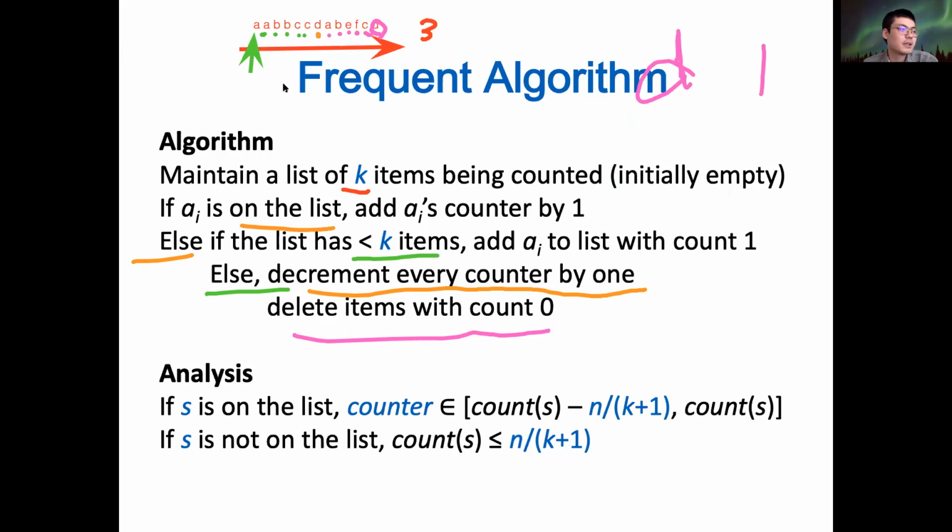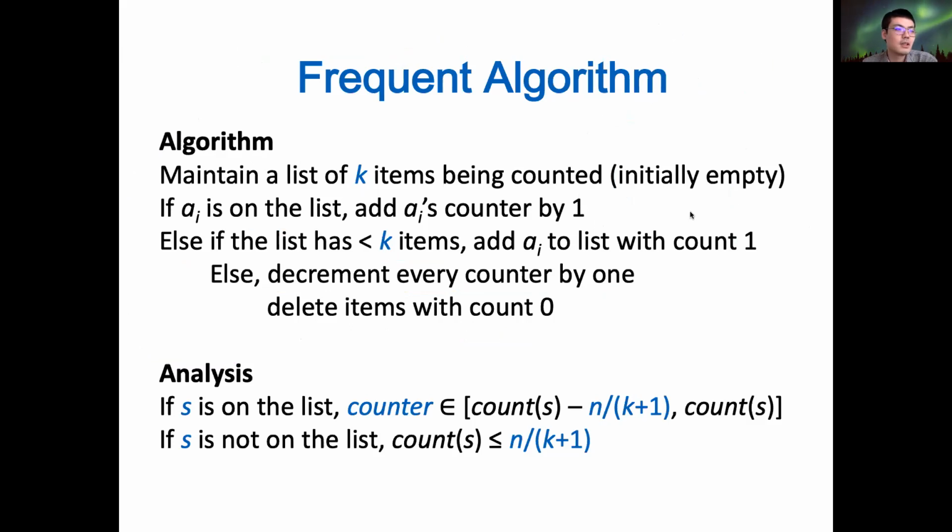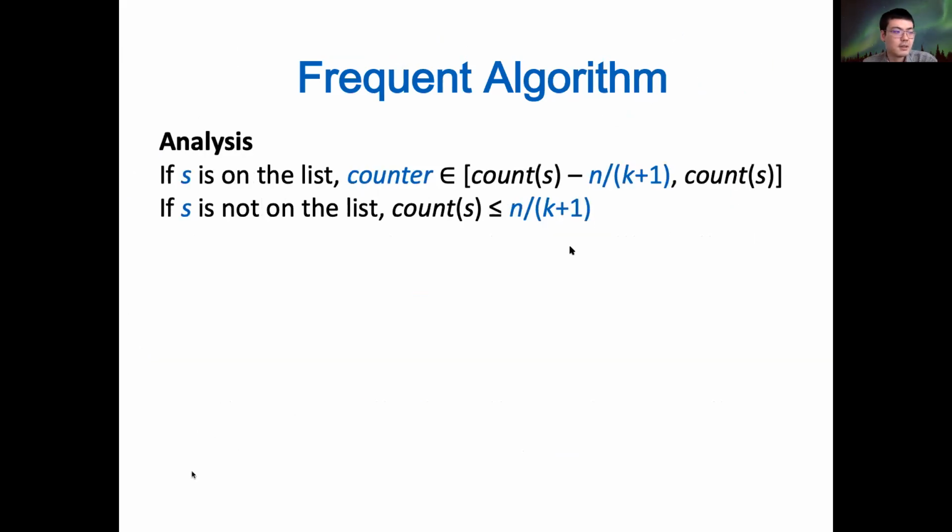So basically this explains the process here. It's not obvious that we have this guarantee. The guarantee looks nice, but it's not obvious how we can have it.